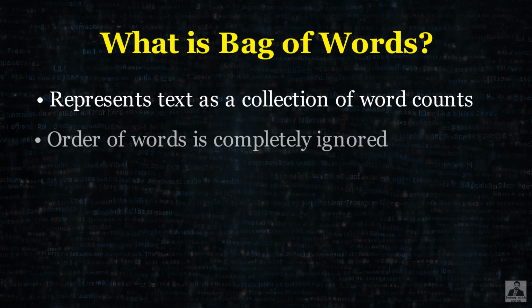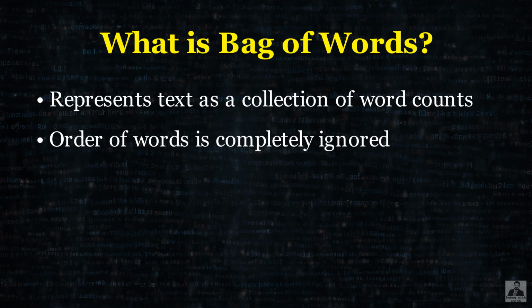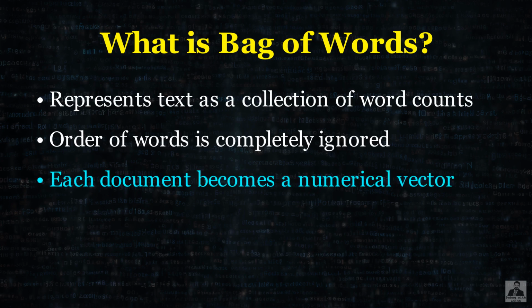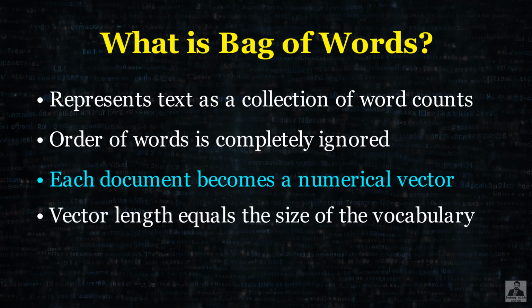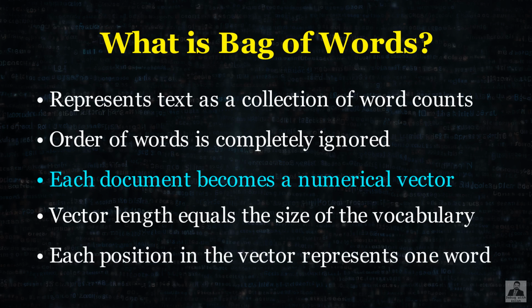It completely ignores word order and grammar. All it cares about is which words appear and how many times. Each document in your dataset is converted into a numerical vector. The length of that vector equals the total number of unique words across your entire dataset, which is called the vocabulary. Each position in the vector corresponds to one word, and the value at that position is how many times that word appears in the document.